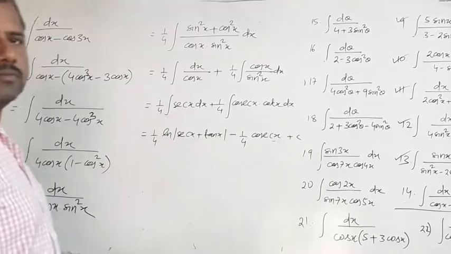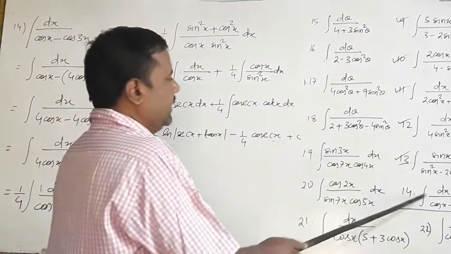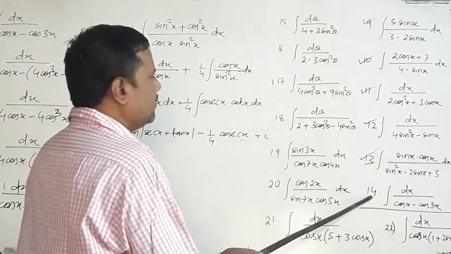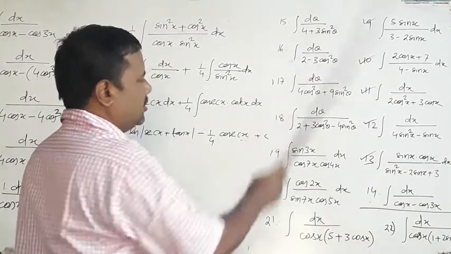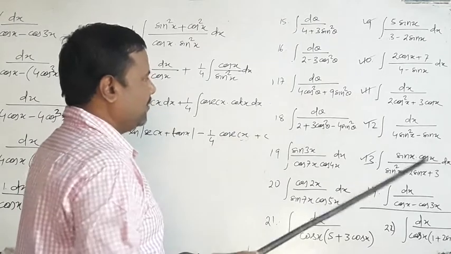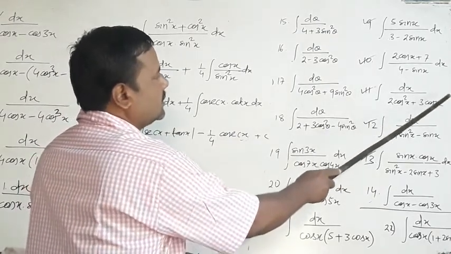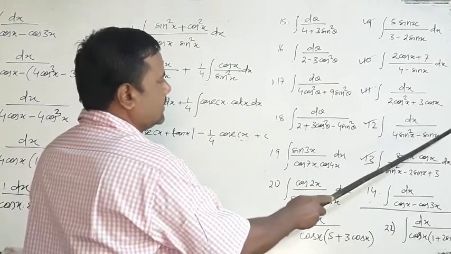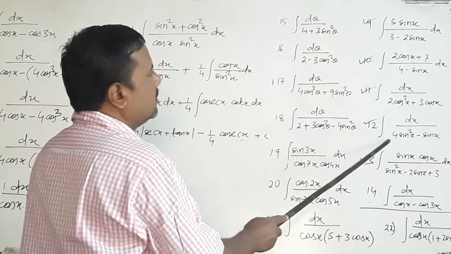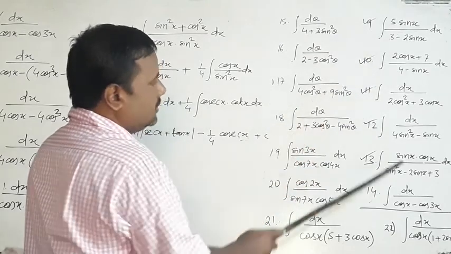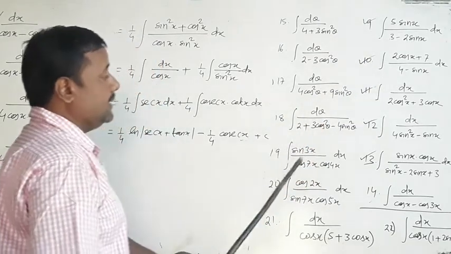Okay, look at number 14. It is dx by cos x minus cos 3x, and this problem is totally different from the others, and all are different problems. These two are similar problems: quadratic on cos x, no constant; quadratic on sin x, no constant. Then you know the method. Here sin cos, here sin sin. Look at the difference of these problems. It is a very vital thing.